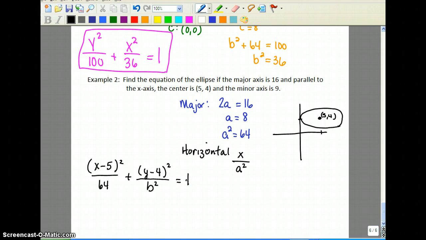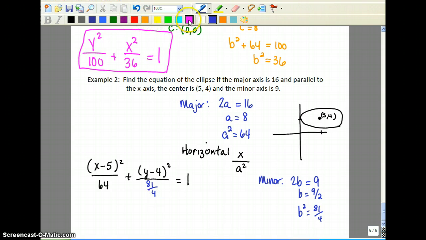So we need to figure out what b squared is. Well, we have yet to use this information. We know that the minor axis is 2b, and in this problem that's supposed to be 9. So we would know that b is equal to 9 halves. So b squared would be equal to 81 over 4. And that's what we need over here. So we could just erase the b squared and plug in 81 over 4.